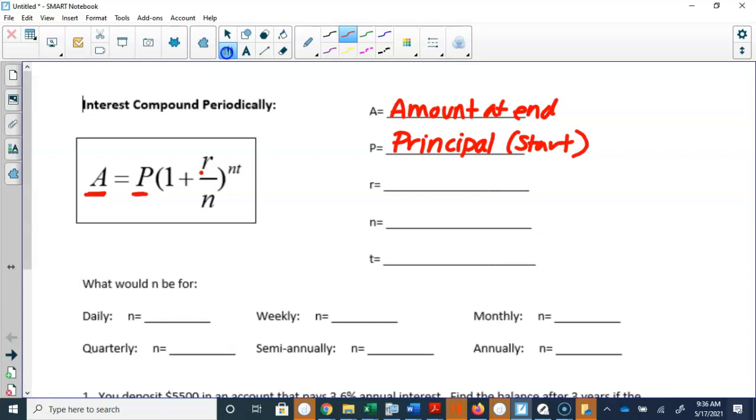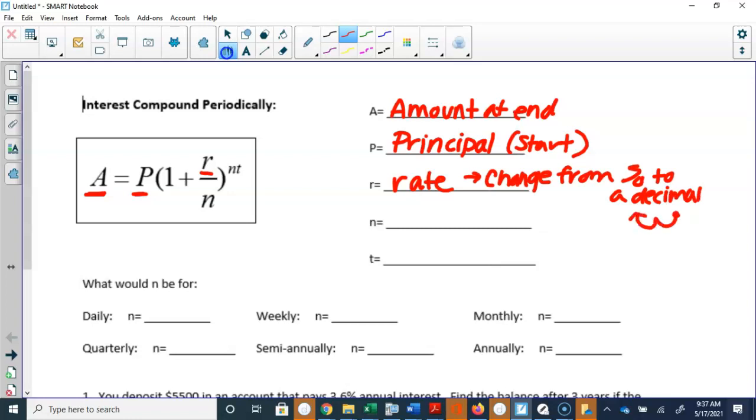R, right here. This stands for our rate. This is our rate of appreciation. How fast we're going to make money if we invest it into the bank. What is that interest rate? Okay? The important thing about the rate is that you need to make sure that you change it from a percent to a decimal. How do I do that? You just divide by 100, or you take that decimal and move it 2 to the left.